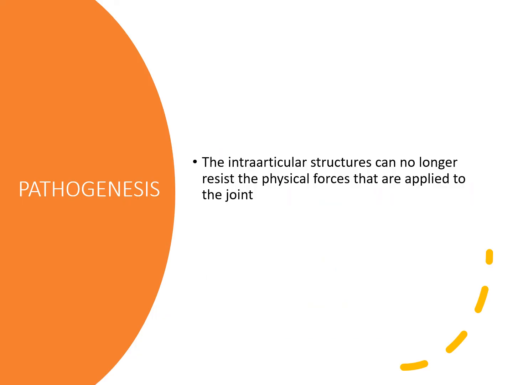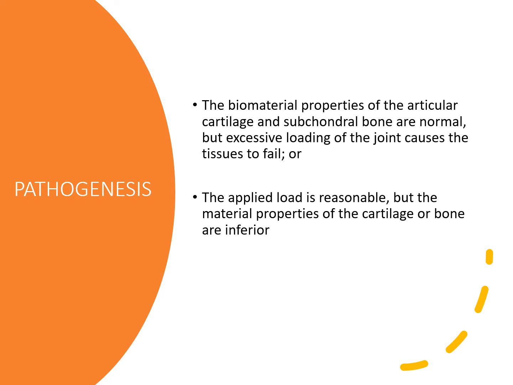So now coming to the pathogenesis of osteoarthritis. What happens is the intra-articular structures like the articular cartilage can no longer bear the weight being put on the joint. With excessive weight bearing or excessive overuse of the joint, the properties of the articular cartilage and the subchondral bone change. So there is early degeneration, early wear and tear of the structures, which can cause degenerative changes to the tissues.